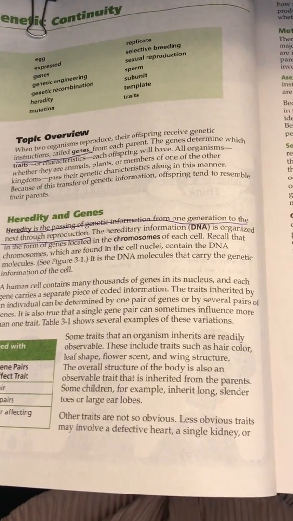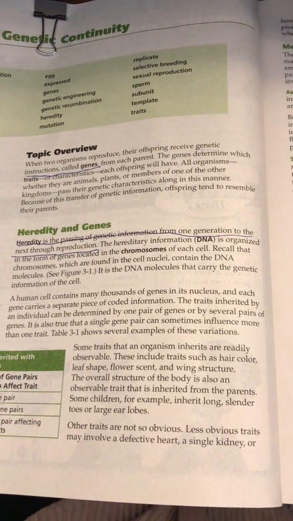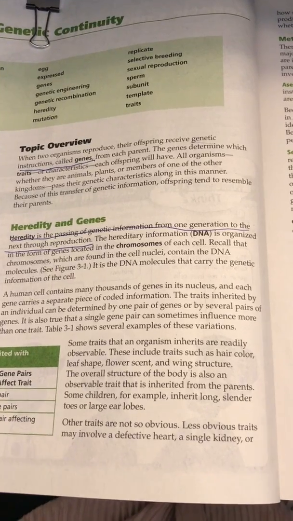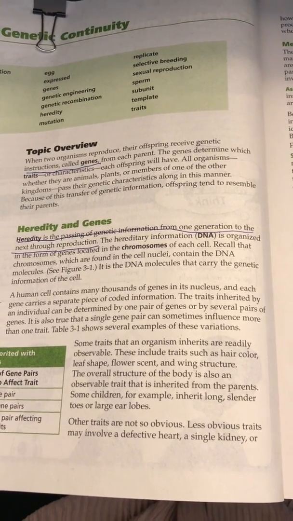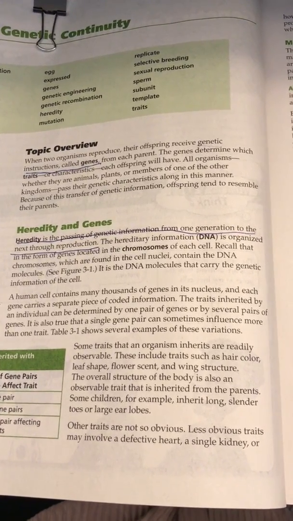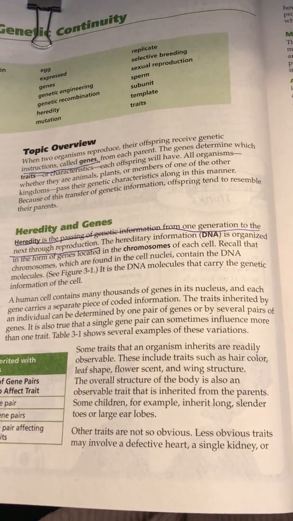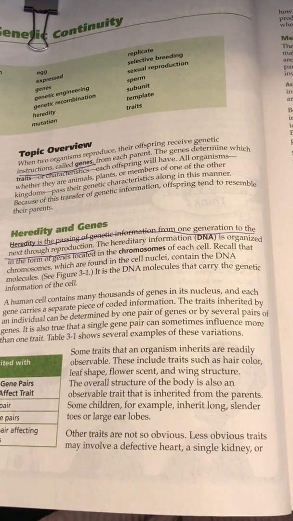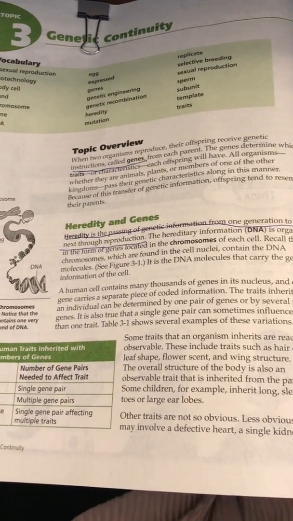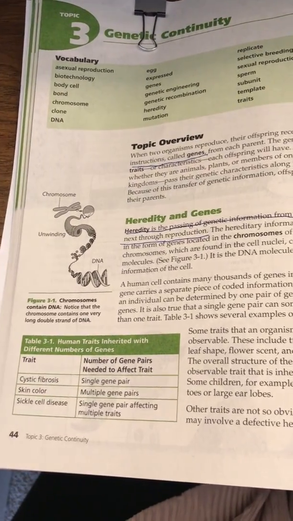A human cell contains many thousands of genes in its nucleus, and each gene carries a separate piece of coded information. The traits inherited by an individual can be determined by one pair of genes or by several pairs of genes. It is also true that a single gene pair can sometimes influence more than one trait. Table 3.1 shows several examples of these variations.